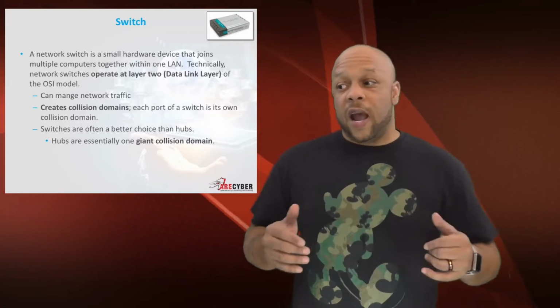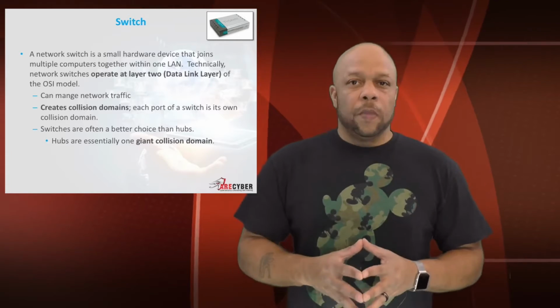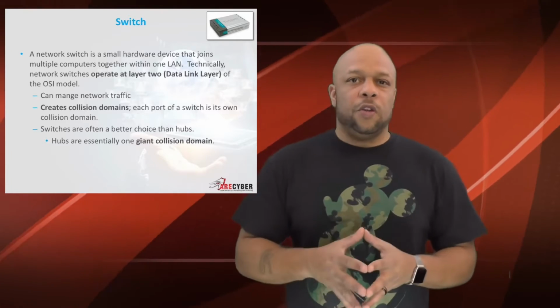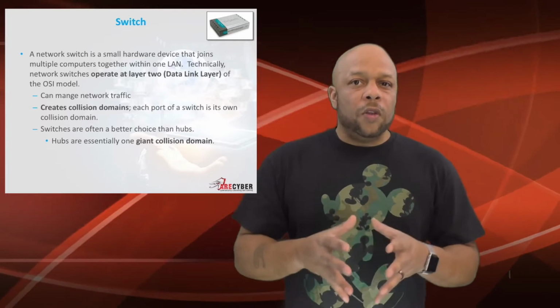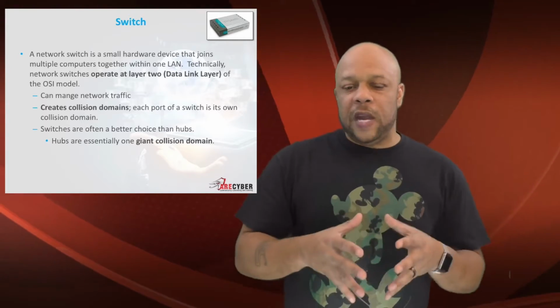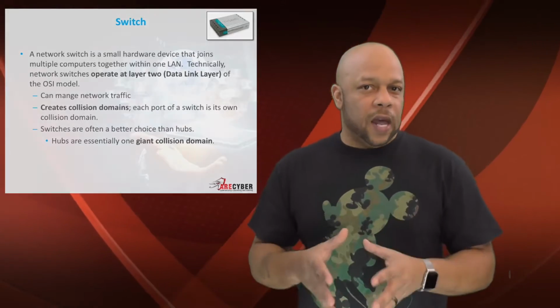The switch lives at layer 2 of the OSI model. Again, this is where your physical addressing is. On the switch, that is where you will find the VLAN or the virtual LAN.